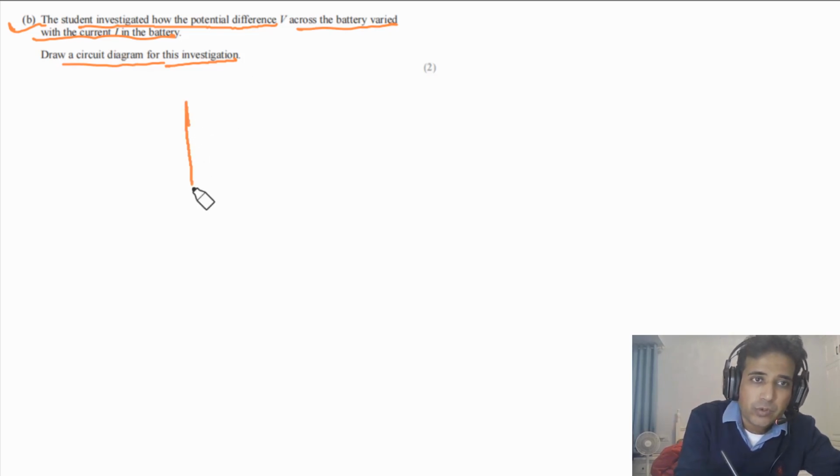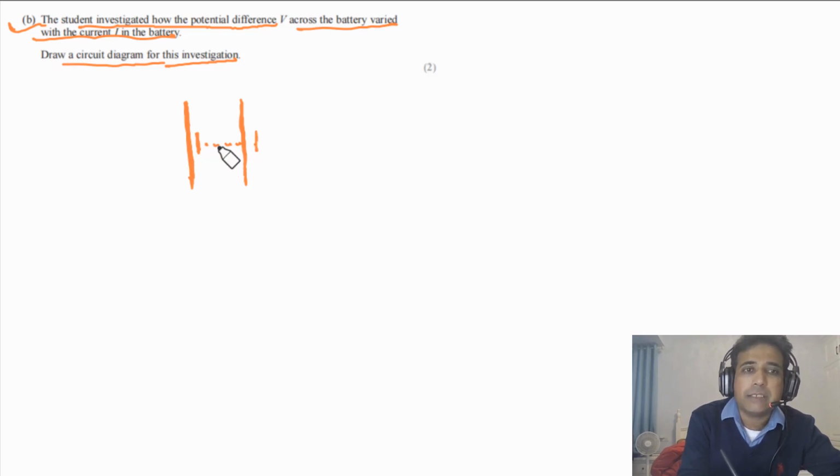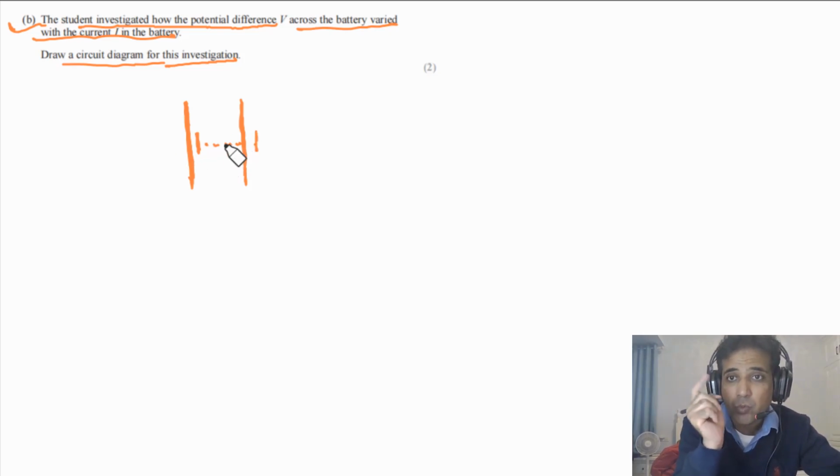First of all, we can draw the battery. So this is the positive terminal of the battery, and this is negative. This is one cell, but we have more than one cell. So here we have the positive terminal of the battery, here we have negative. It means many cells are connected together, so they will form one battery.